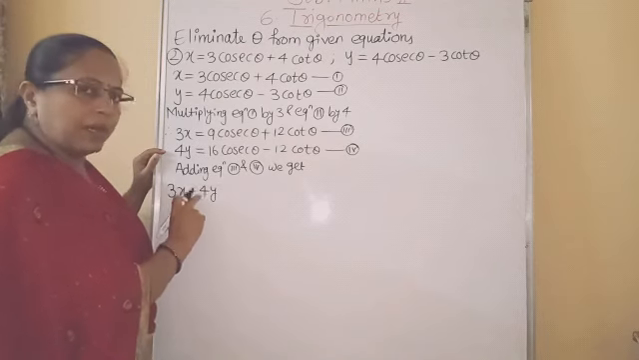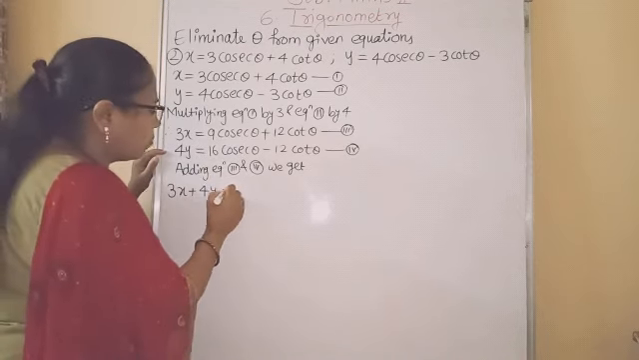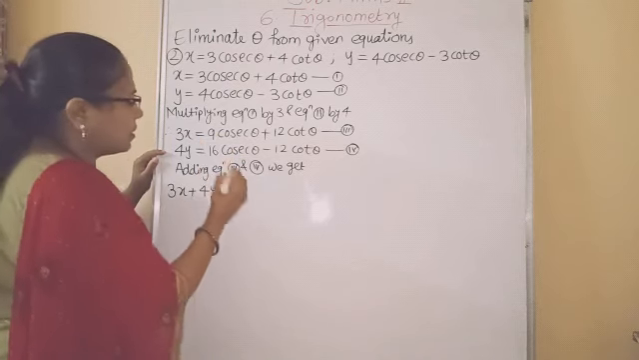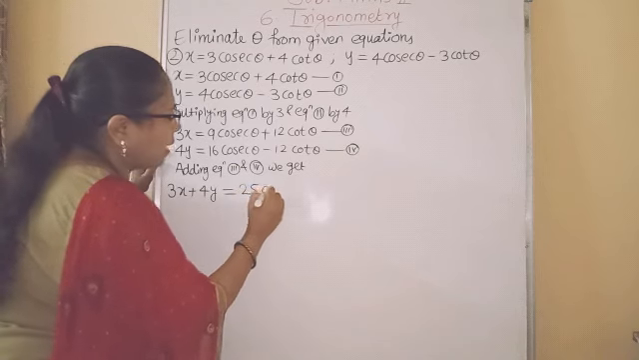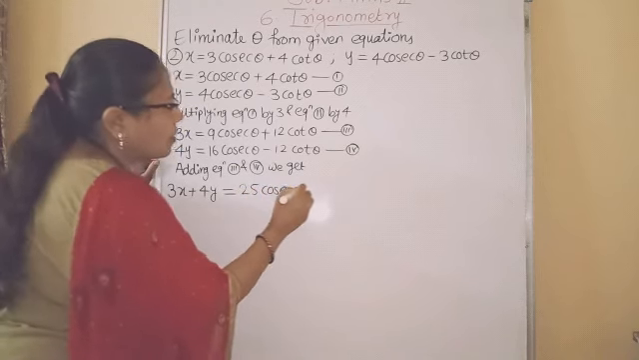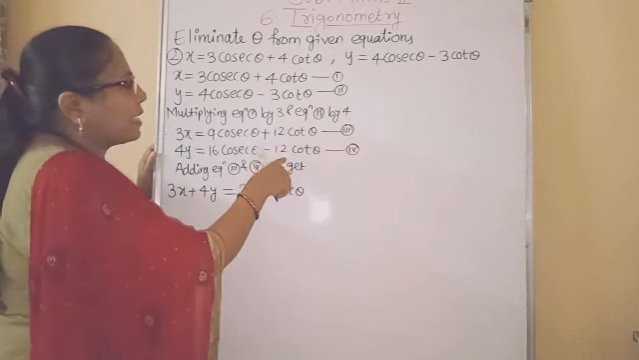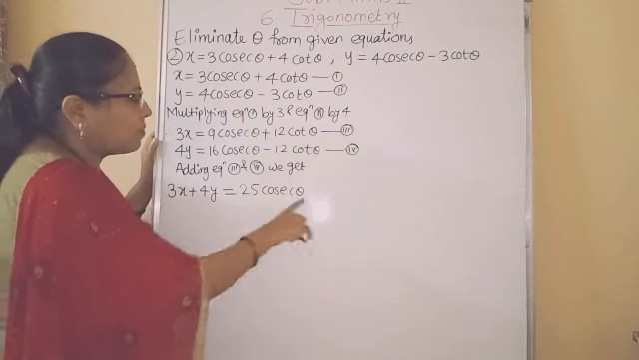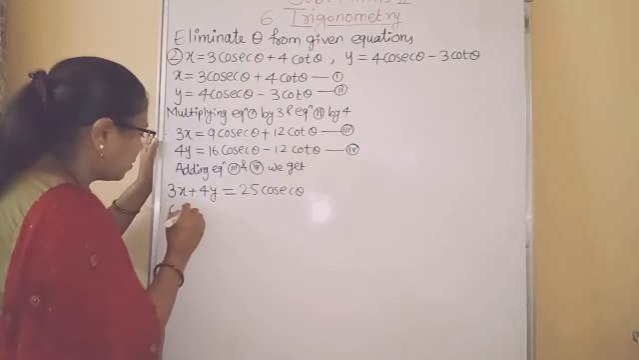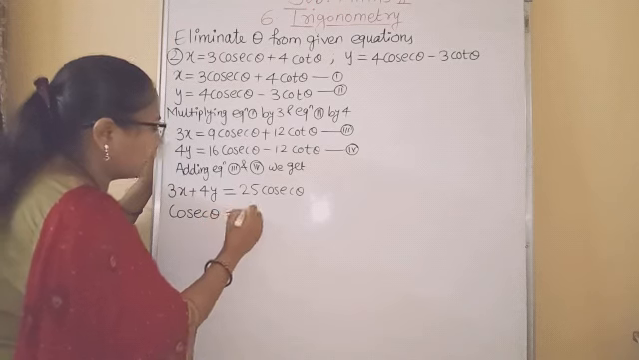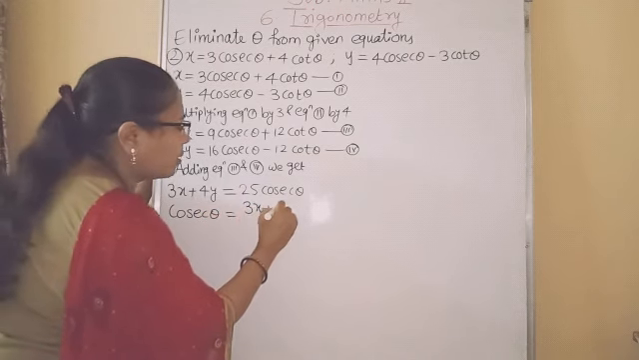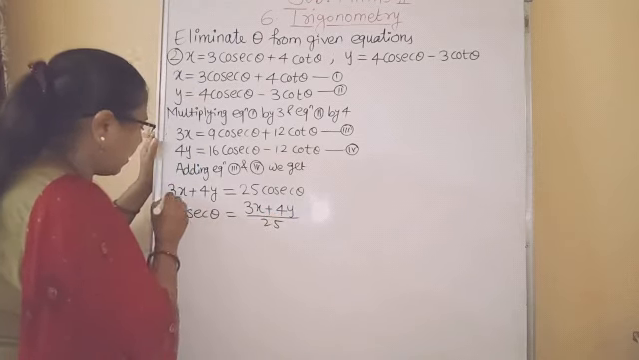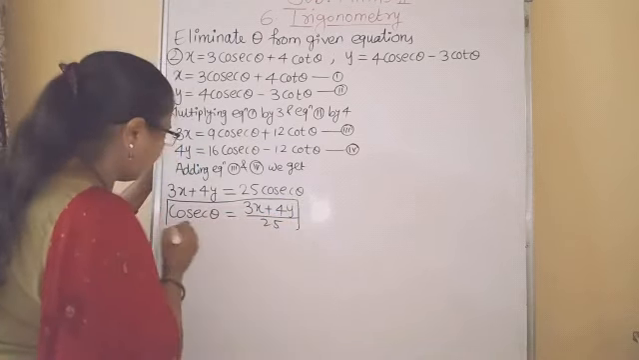So 3x plus 4y equals 9 cosec theta plus 16 cosec theta. 9 plus 16, 25 cosec theta. And this plus 12 cot theta and minus 12 cot theta get eliminated. From this we have to find the value of cosec theta. So cosec theta is equal to (3x plus 4y) upon 25. This is the value of cosec theta.